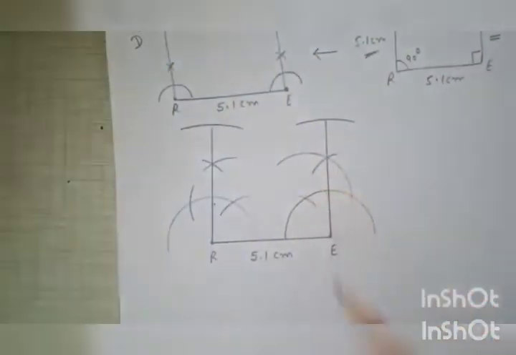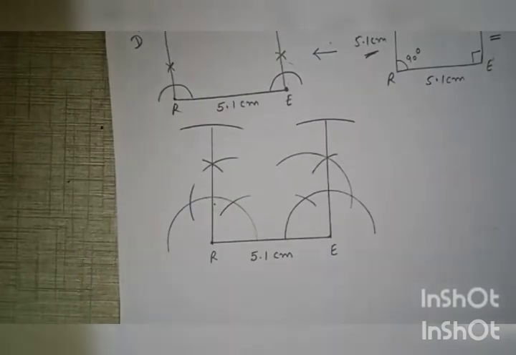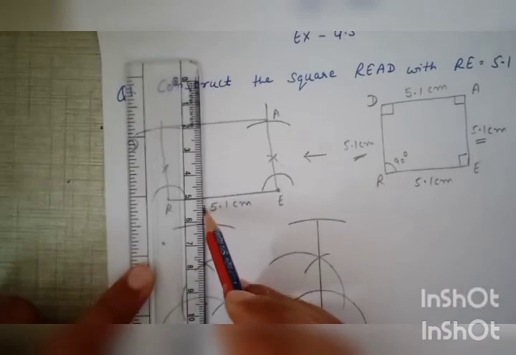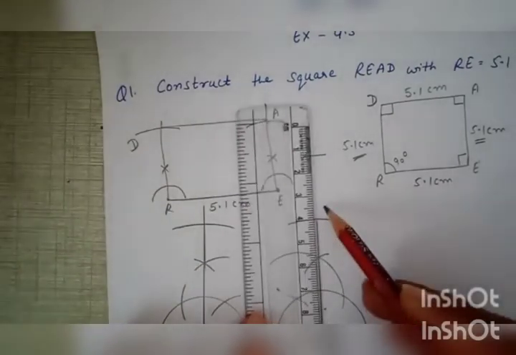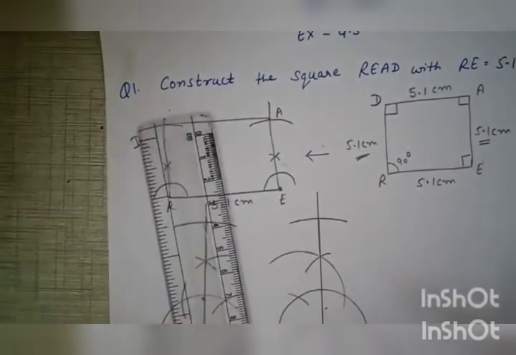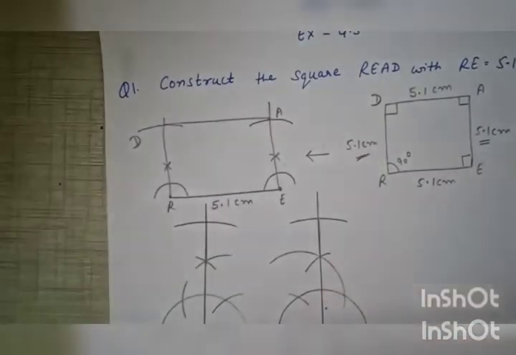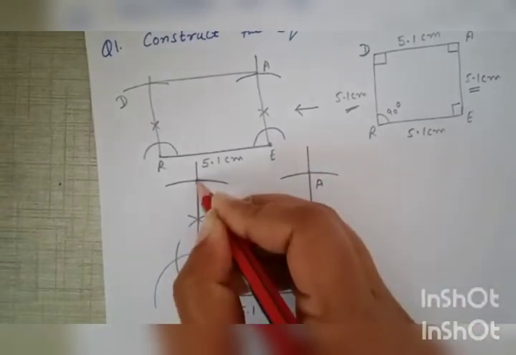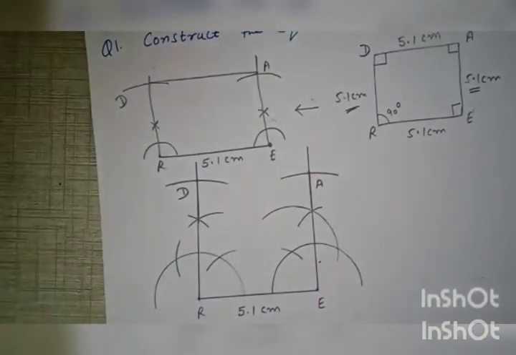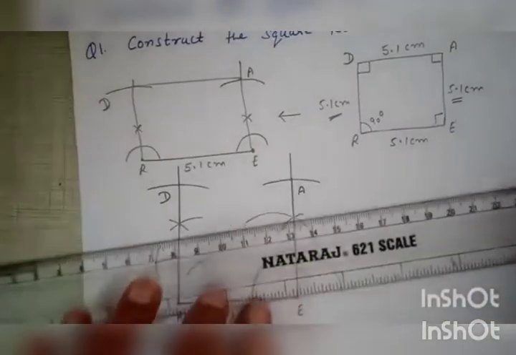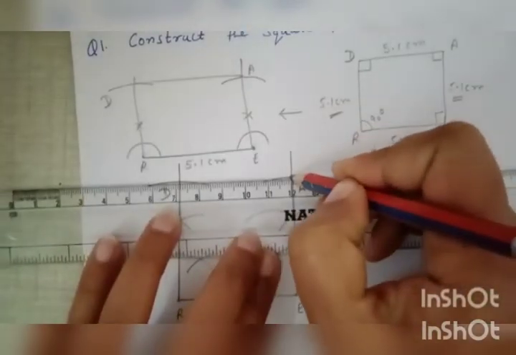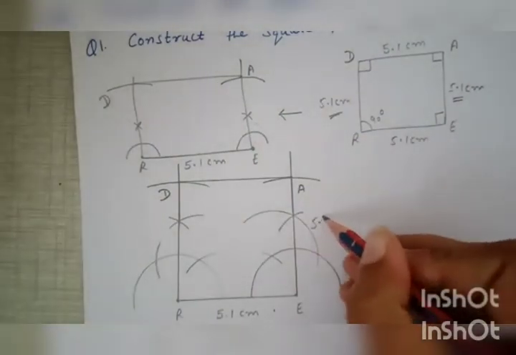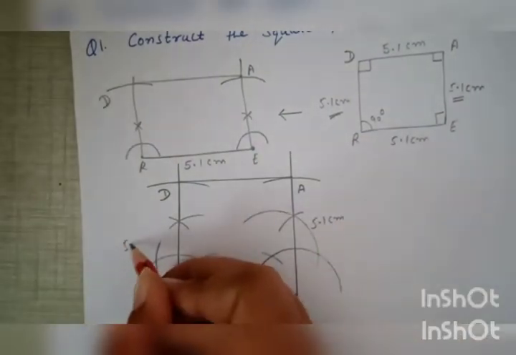Now you can see our arcs are not intersecting with the line. So for that what we have to do? We have to extend the lines. Now this point R, E, so this point will be A and this point will be D. So the last step is join A and D. This is the square READ.